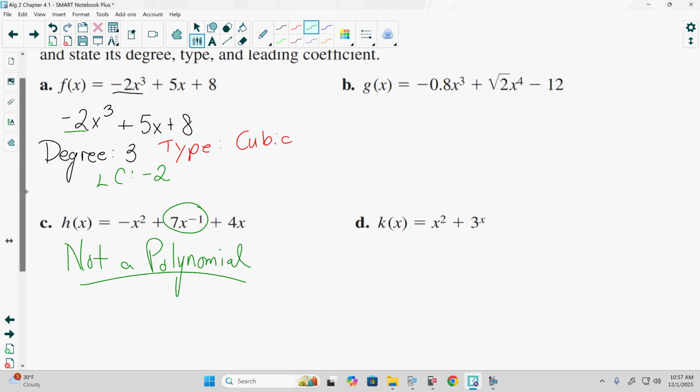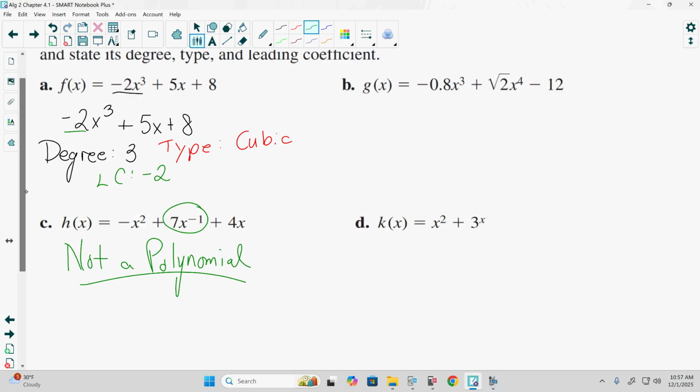And that's it. Because again, it says decide whether the function is a polynomial function. If it is a polynomial function, then we need to write it in standard form, state the degree, type, and leading coefficient. It's not a polynomial function, so we're done. Because of that 7x to the -1, that x to the -1 power means it's not a polynomial function. Questions on C? Let's look at B.